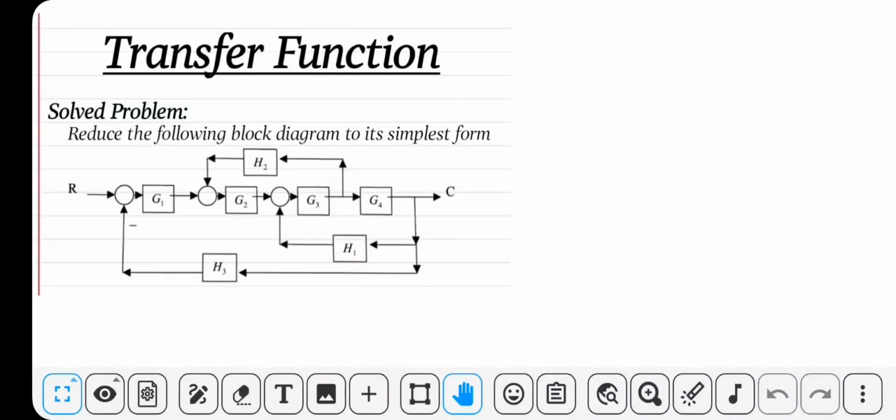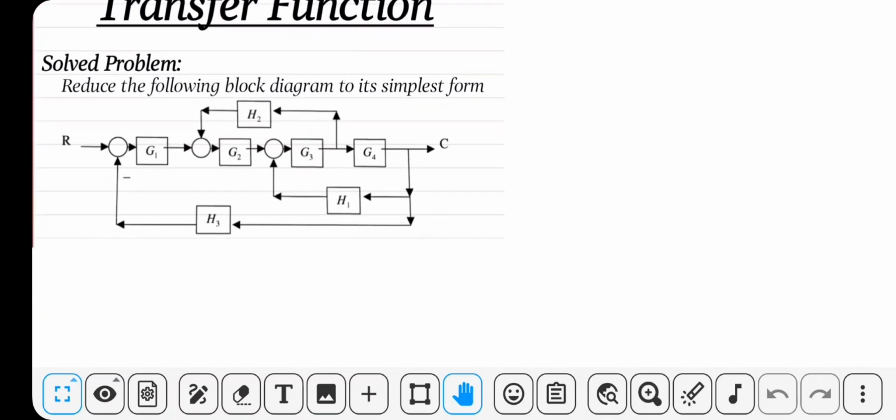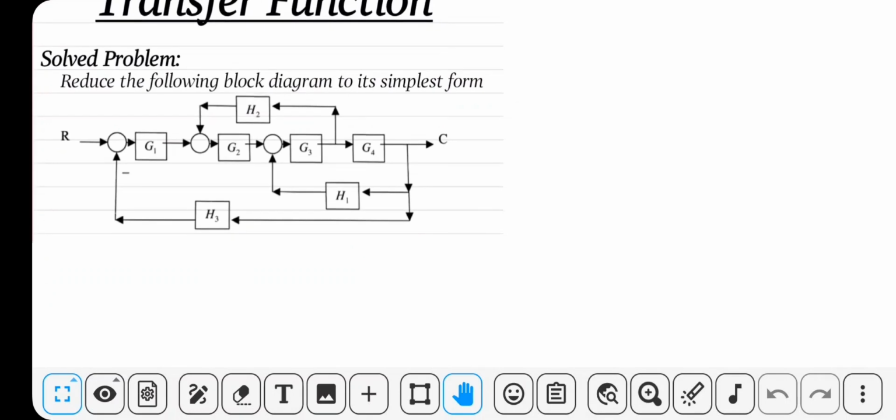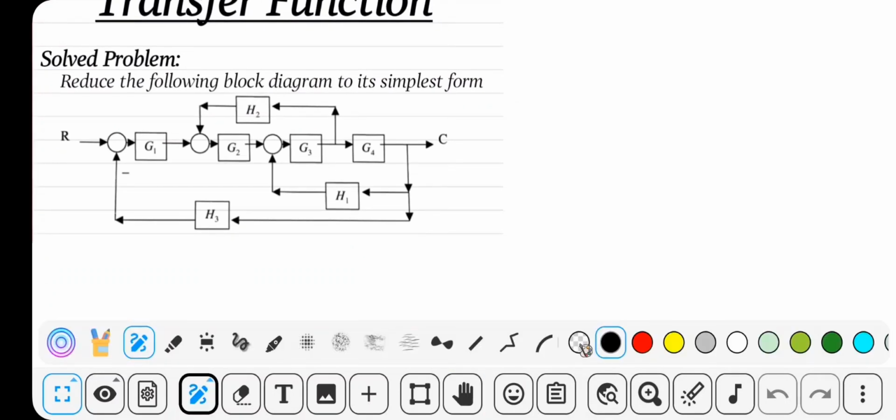In this video, I'm going to teach you how to solve this question. So, this particular question says reduce the block diagram to its simplest form. There is a solution.